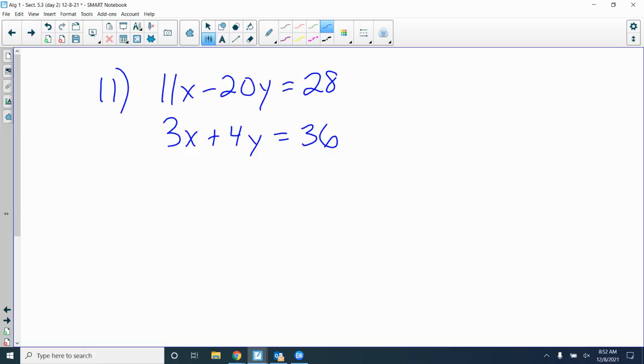No, I'm not saying what am I multiplying by. What do I want to turn it into? What do I want to turn this into so they cancel out? 20y, right? What am I going to multiply 4 by to get to 20, guys? 5. So I want to multiply everything by 5. Okay? Do that really quick.